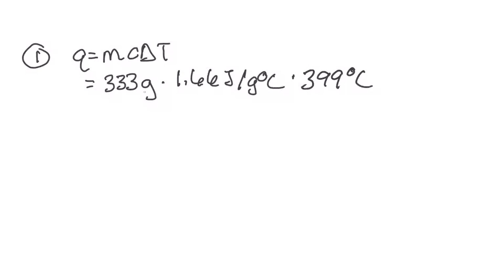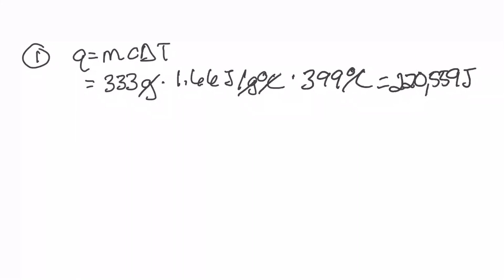And you know I picked the right equation by the units. The grams cancel, the degrees Celsius cancel, and I'm going to get joules. So I take out my calculator and I plug in 333 times 1.66 times 399. It's going to give me a pretty big number. What is that number? It's about 220,559 joules. That's a big number.